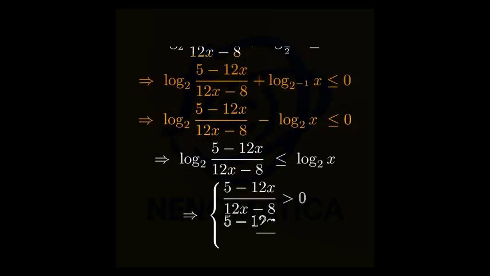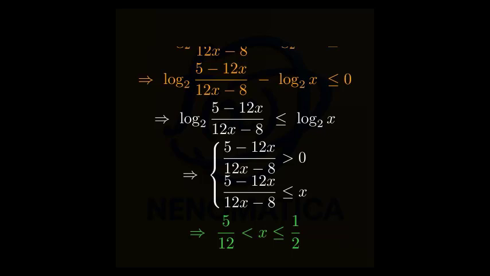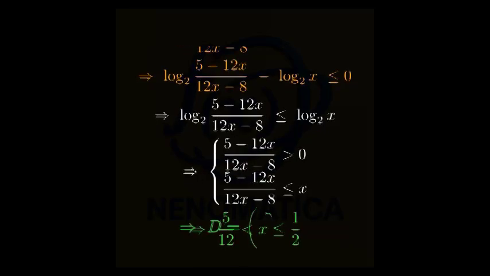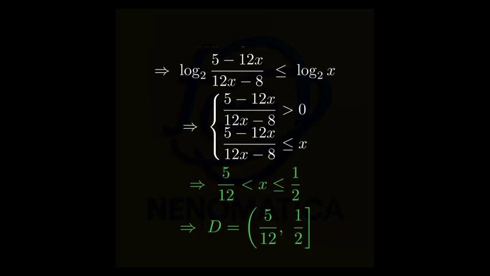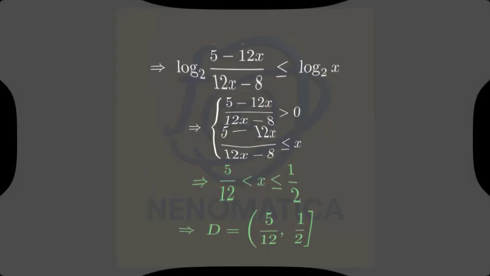Because the base 2 is greater than 1, we can remove the logarithms without flipping the inequality sign. We must also include the domain condition that the argument of the left logarithm is positive. The image records this as a system. Solving that system, the solution set simplifies exactly as shown. 5/12 is less than x, and x is less than or equal to 1/2. Finally, we write the answer in interval notation. This matches the final line in the provided solution.